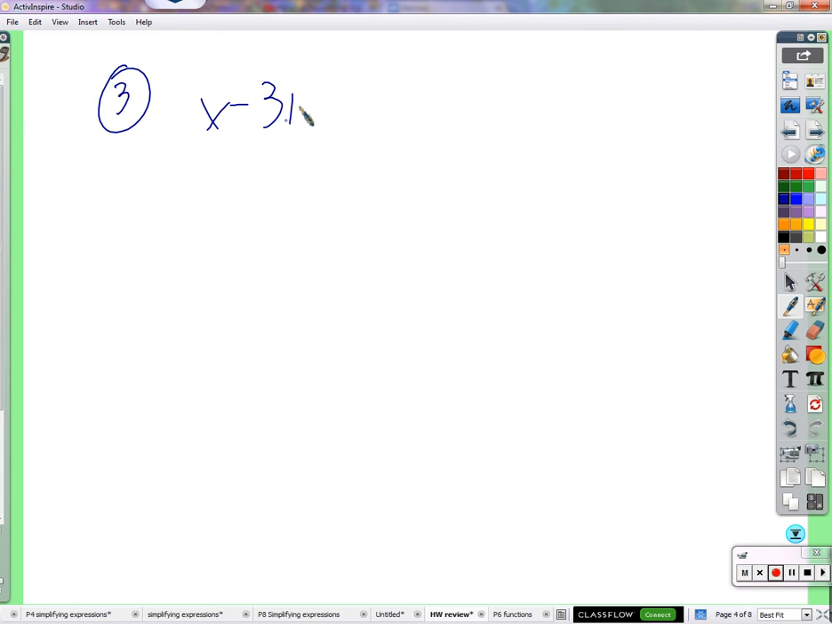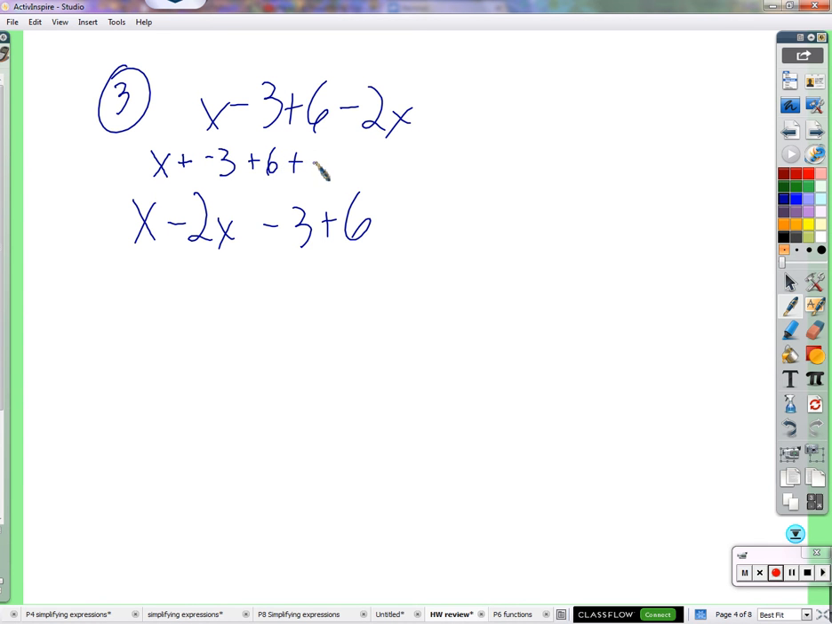x minus 3 plus 6 minus 2x. So this expression would be the same as if I wrote it this way. We write this a little bit differently, like an in-between step. x minus 3 is the same as x plus what? Negative 3. Plus 6 plus what? Negative 2x.